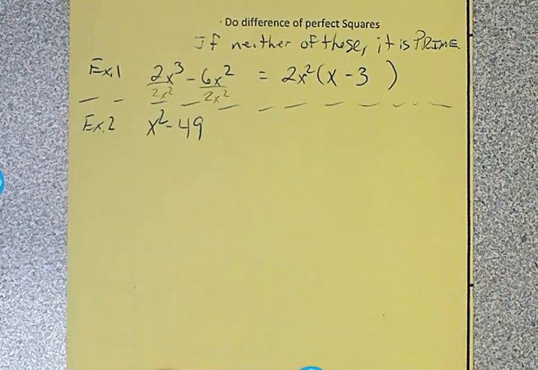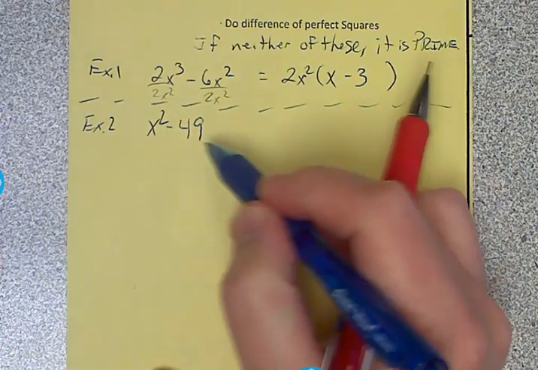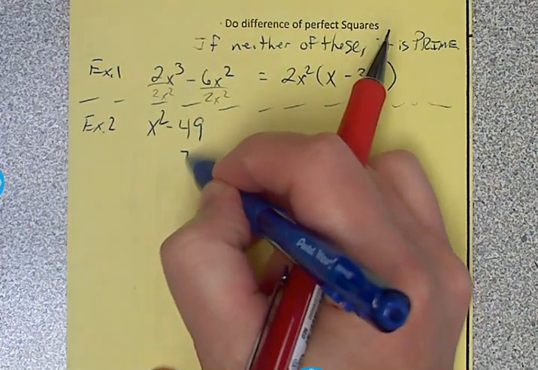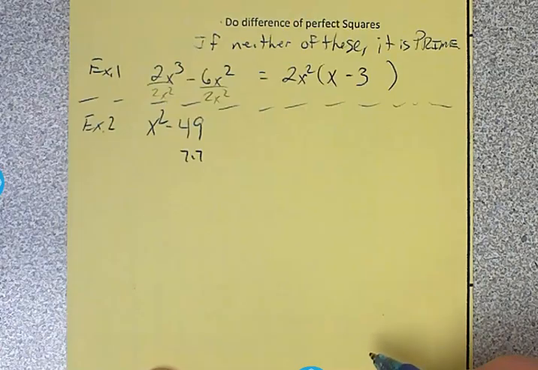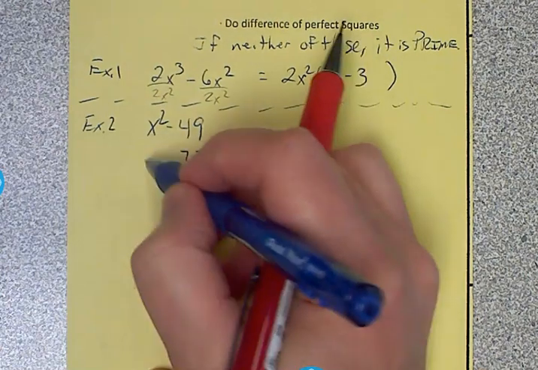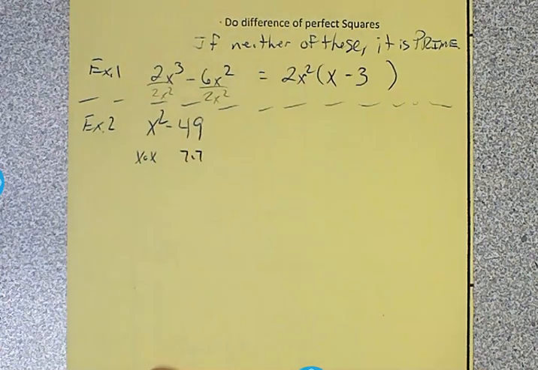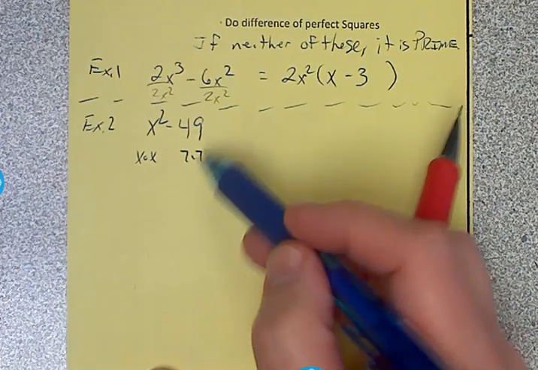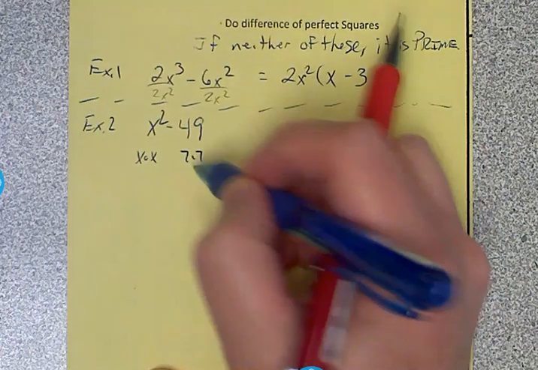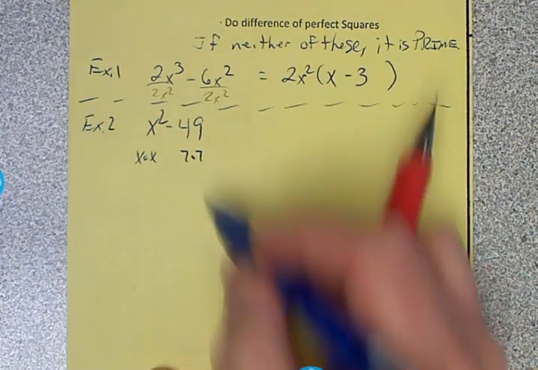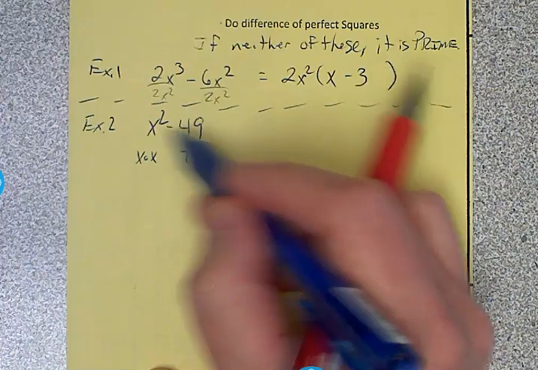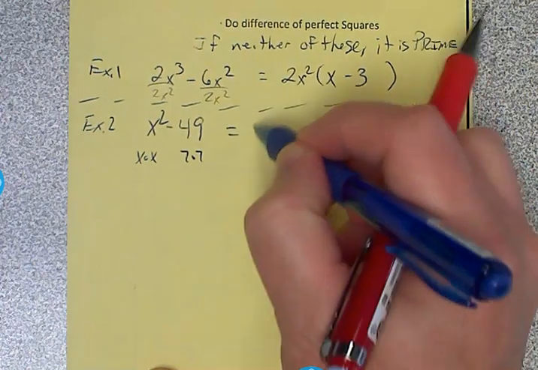Okay, now, here's what makes this one a perfect square. 49 would be 7 times 7. x squared would be x times x. So when you're looking for perfect squares, if you take the square root of 49, you get the same number twice. As long as it's the difference between these two numbers, there's a shortcut for this thing.